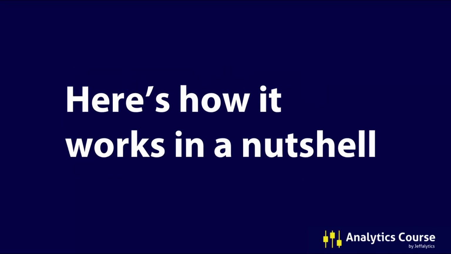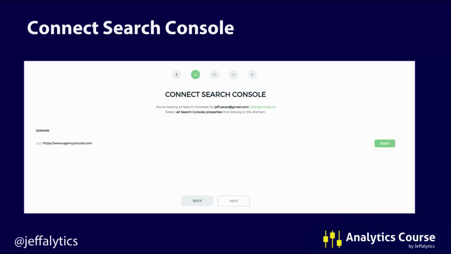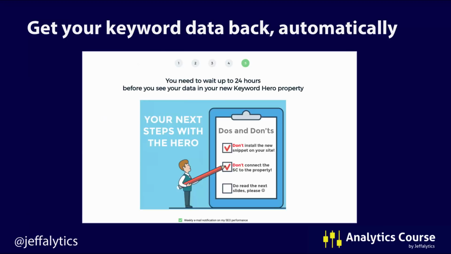So here's how Keyword Hero works in a nutshell. You log into Keyword Hero and you choose the account that you want to track. Then you choose which Google Search Console property you want to connect. Finally, within your same Google Analytics account, you're going to create a mirrored property, and it's going to mirror exactly what's in your main property. And then you can get your keyword data back automatically within 24 hours.